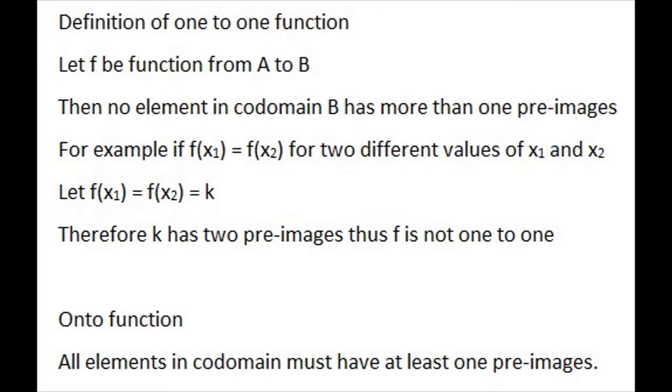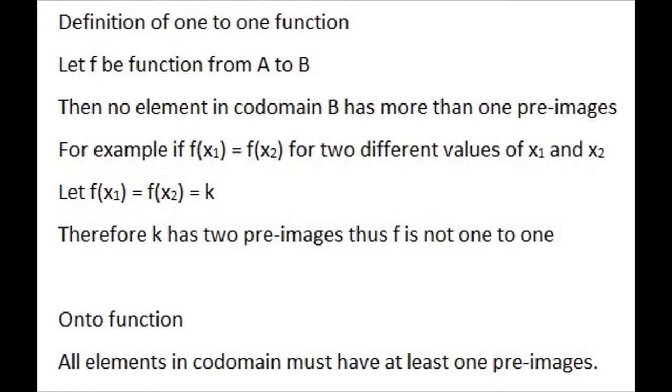Now we are going to see how to prove a function one-to-one and onto. Before proving a function is one-to-one or onto, you have to understand the definition of a one-to-one function. No element in the codomain B has more than one pre-image. For example, if two elements x1 and x2 have the same image, then it is not a one-to-one function. It is called a many-to-one function.